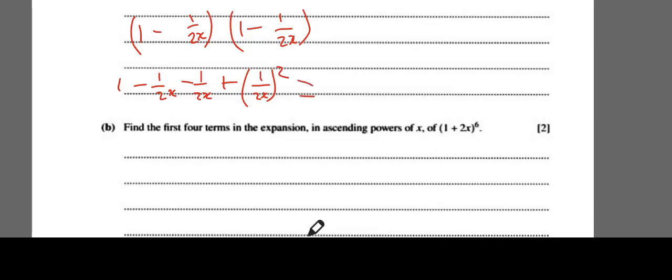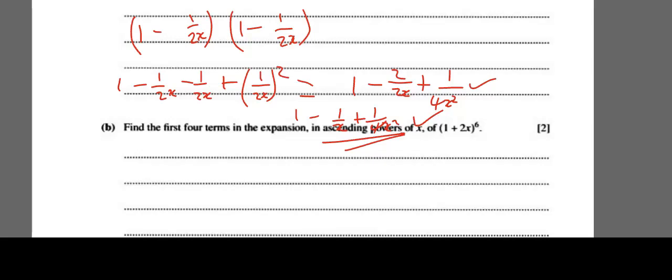So this becomes 1 minus 2 over 2x plus 1 over 4x squared. So the final answer by simplification becomes 1 minus 1 over x plus 1 over 4x squared.